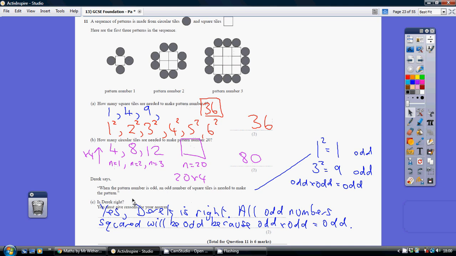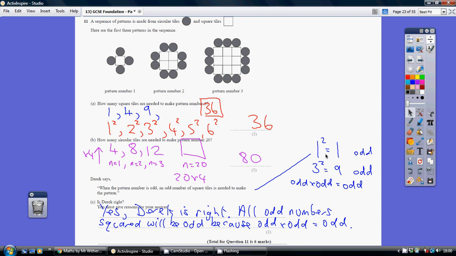Now for part C, Derek says when the pattern number is odd, an odd number of square tiles is needed to make the pattern. So let's look at the square tiles and the odd ones. So this is the first term, so this is odd, the third one would be odd, fifth would be odd. So how many tiles have we got here? Well, that's 1 squared. How many tiles have we got here? We've got 3 squared.